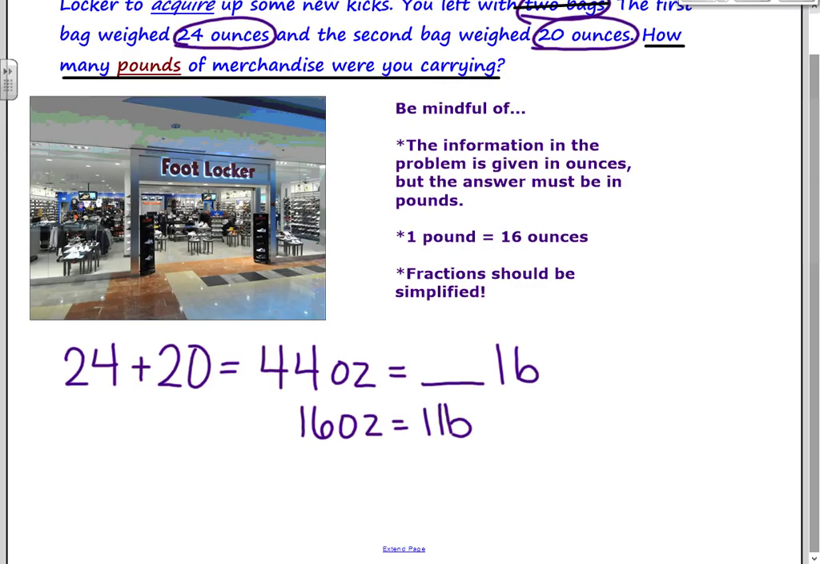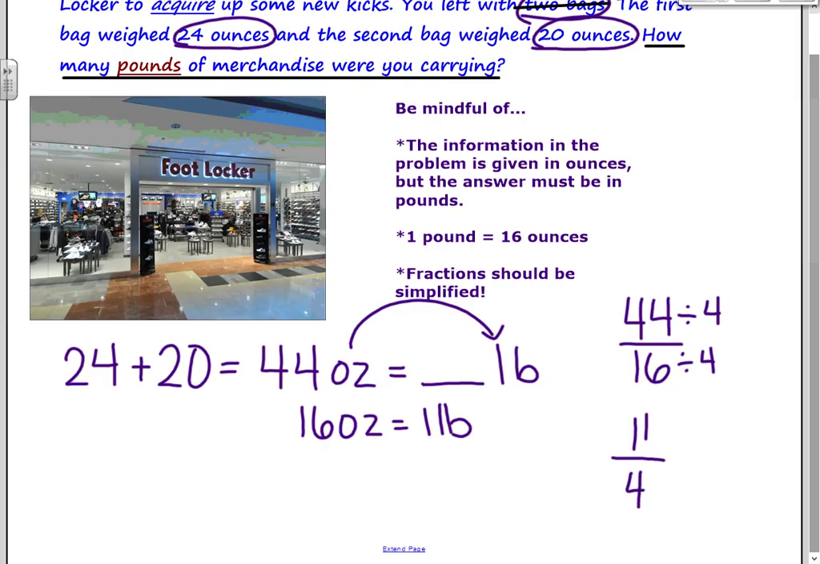I'm converting from a smaller unit to a bigger unit, so I'm going to divide. In this case, I think it's much easier to set it up as a fraction and reduce, because it should be obvious to us that they're both divisible by 4. 44 divided by 4 is 11. 16 divided by 4 is 4. 4 goes into 11 2 times with 3 out of 4 left over. And then the label on that would be pounds. You are carrying 2 3/4 pounds of merchandise.